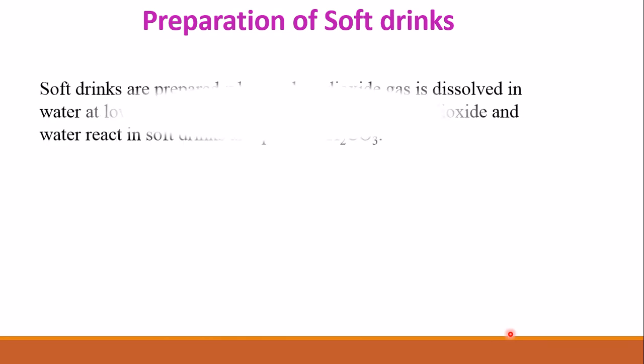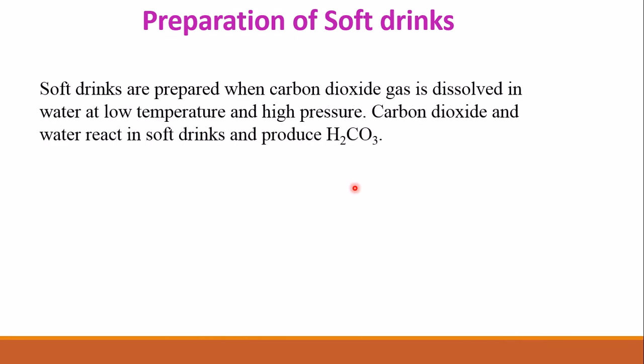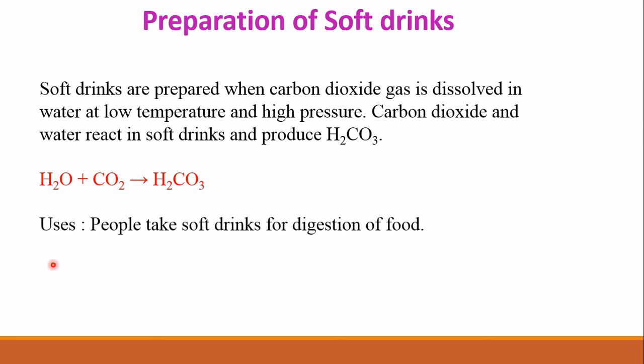Preparation of soft drinks. Soft drinks are prepared when carbon dioxide gas is dissolved in water at low temperature and high pressure. Carbon dioxide and water react in soft drinks and produce carbonic acid. Here, water and carbon dioxide produce carbonic acid inside the soft drinks. Uses: people take soft drinks for digestion of food.